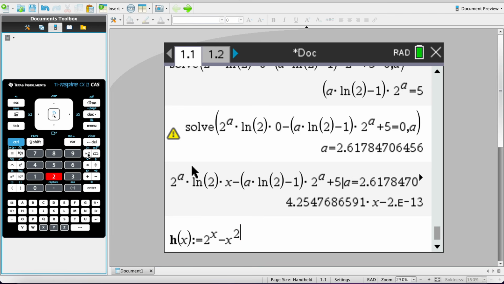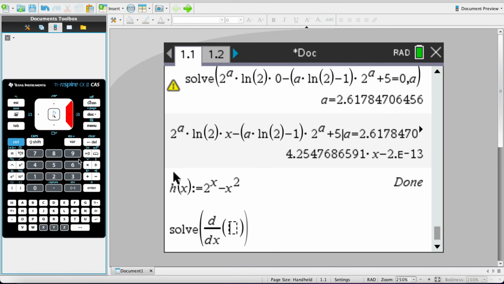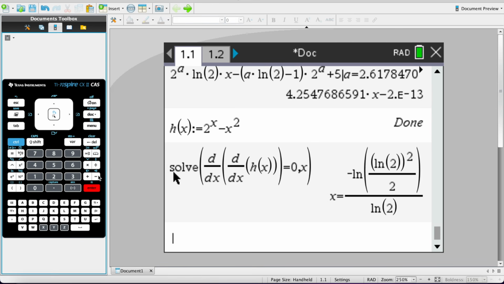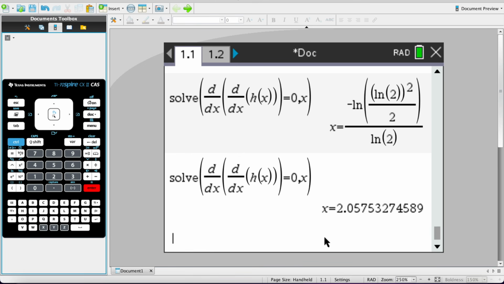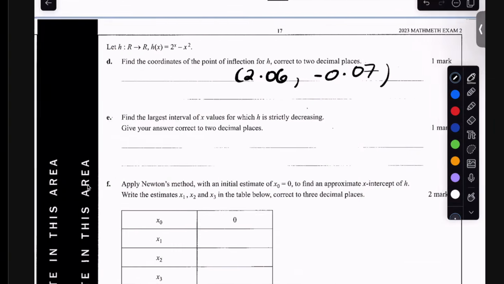minus x squared. Now it's the point of inflection, so you just need to solve the double derivative is equal to 0. So you can just do shift minus x of h of x is equal to 0, comma x to 2 decimal places. And that's 2.05, 2.06. And then sub that into h of x, so h of this, that is negative 0.07. Just writing that down.